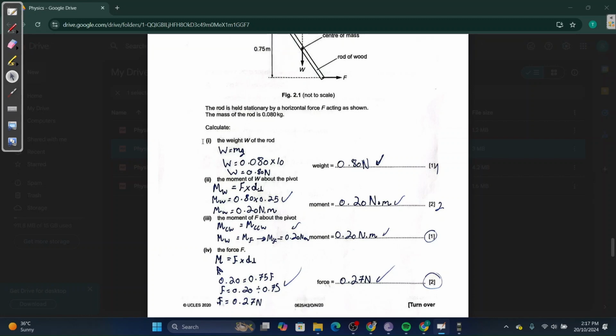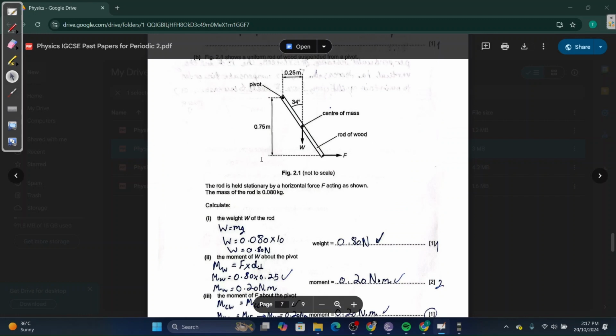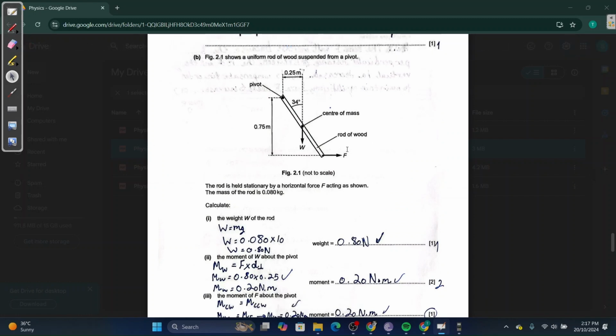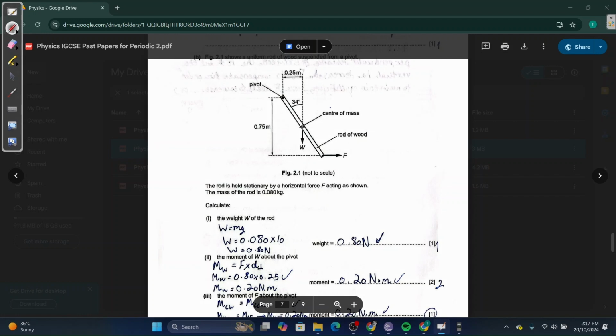Okay, so F times the perpendicular distance. F is the force of W, not the letter F. So you're going to take 0.80 because it's the weight. The W is the weight. So 0.80 times the perpendicular distance, which is 0.25, which is 0.20 newton meters. Okay.